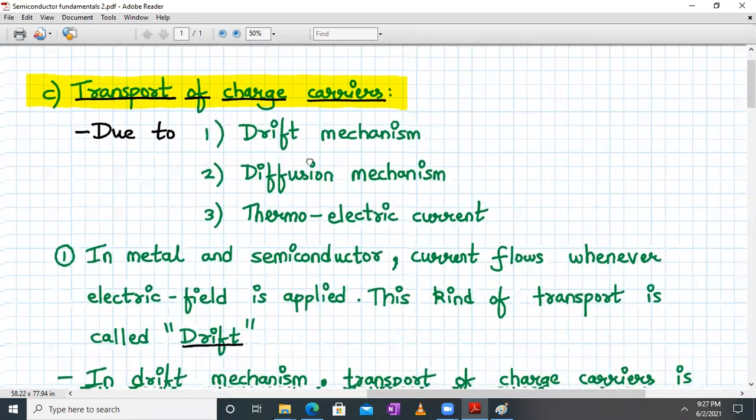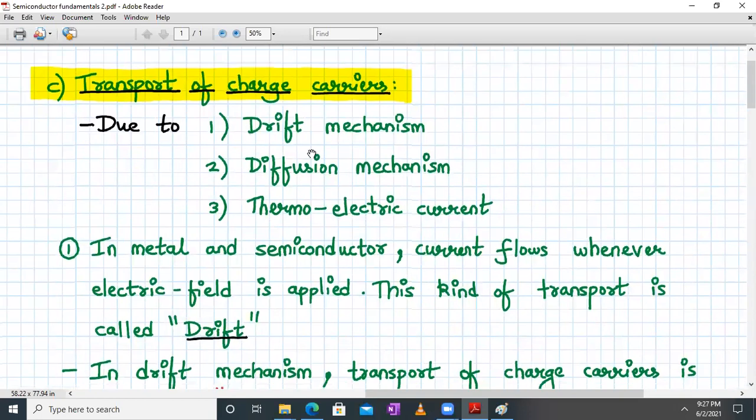Now we know that charge carriers have polarity and concentration, but how do they travel from one point in the semiconductor to the other? There are three mechanisms for this. First is the drift mechanism, next is the diffusion mechanism, and the third one is the thermoelectric current. Let us investigate them one by one.